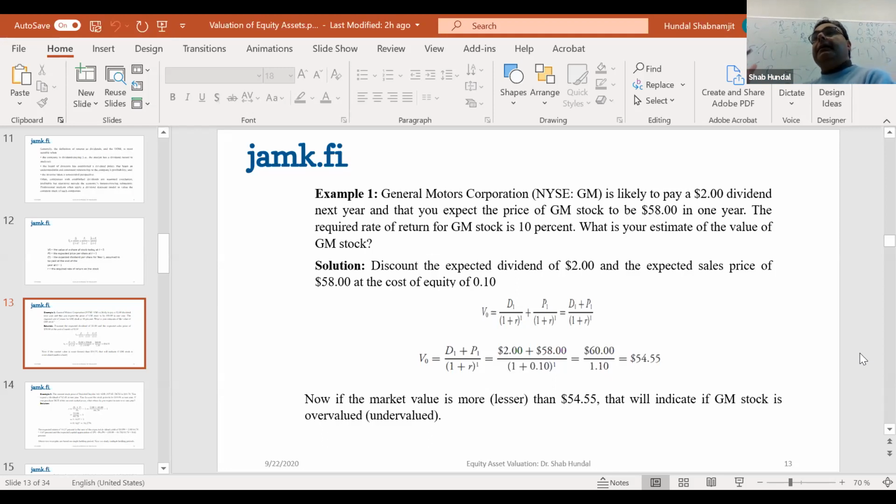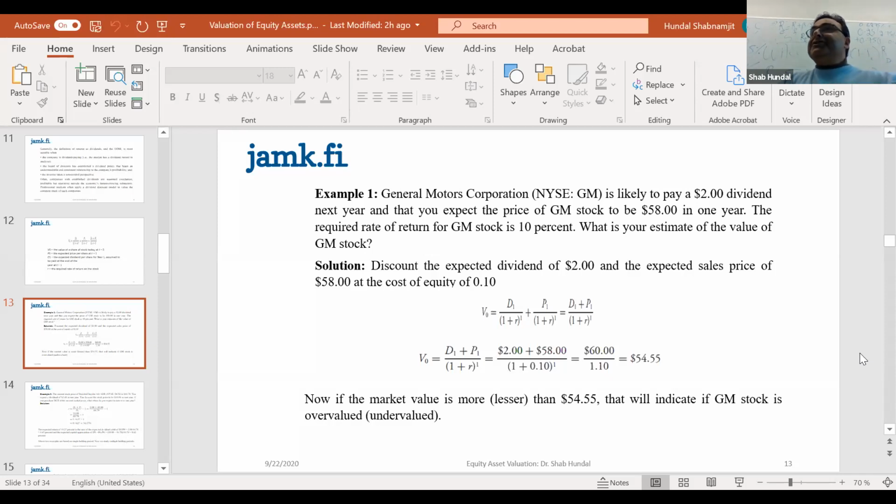What should be the fair price of GM? When you do these calculations, it comes to $54.55. It means the fair price, the theoretical price, the notional price, the perceived price, the equilibrium price of GM is $54.55.